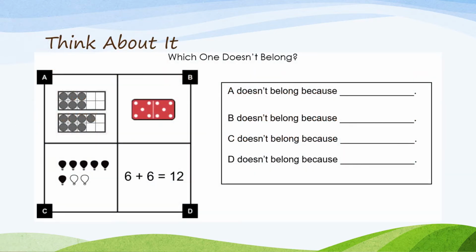Which one doesn't belong is a math routine that encourages students to think critically and justify their reasoning. There are many correct answers to this question. Which one do you think doesn't belong with the others? Think for a minute and share your idea with someone else. I was thinking that B doesn't belong because it's the only one that doesn't have a group of 6. Which one did you pick?